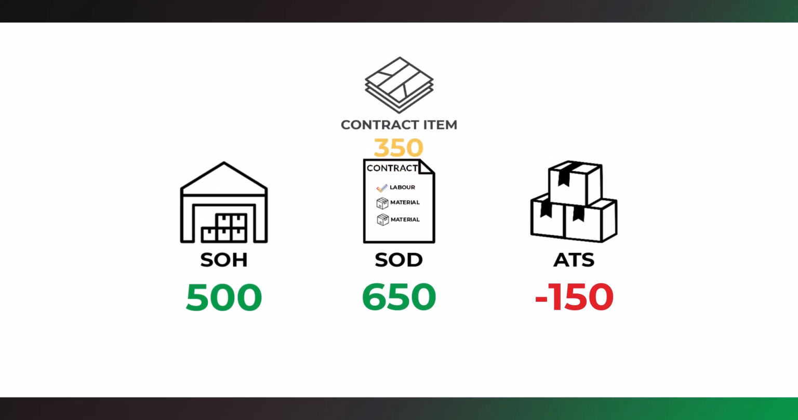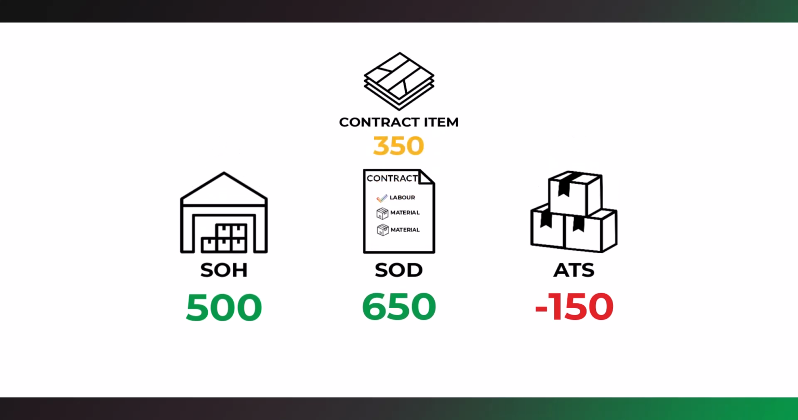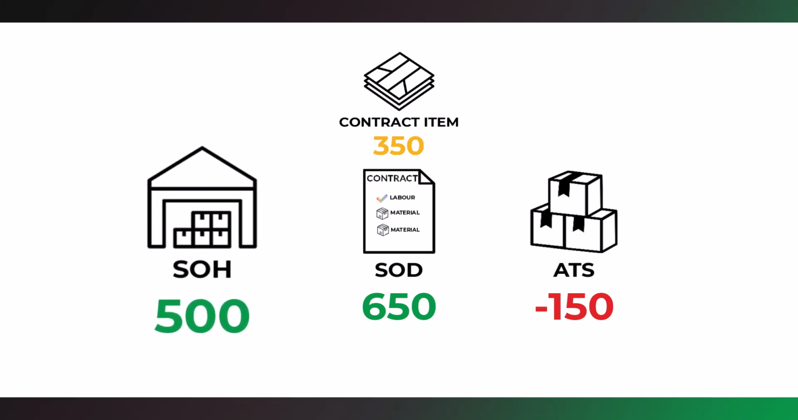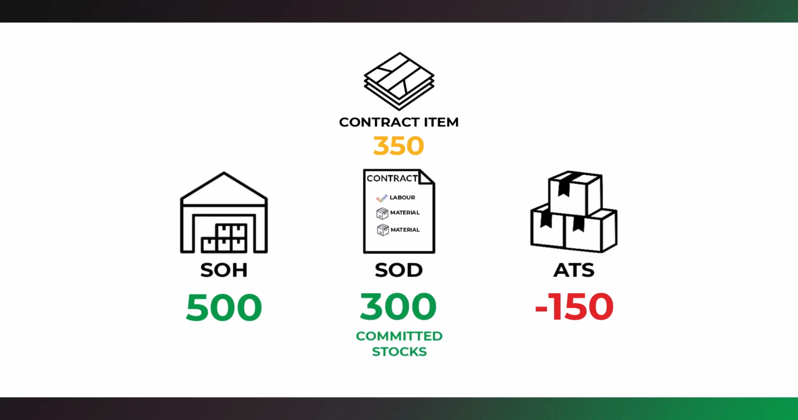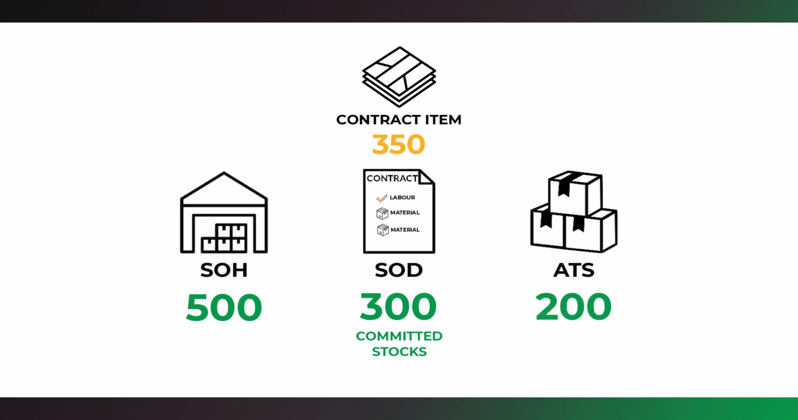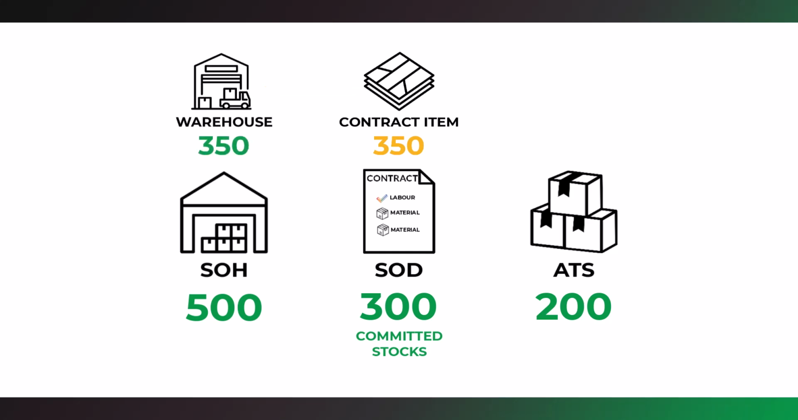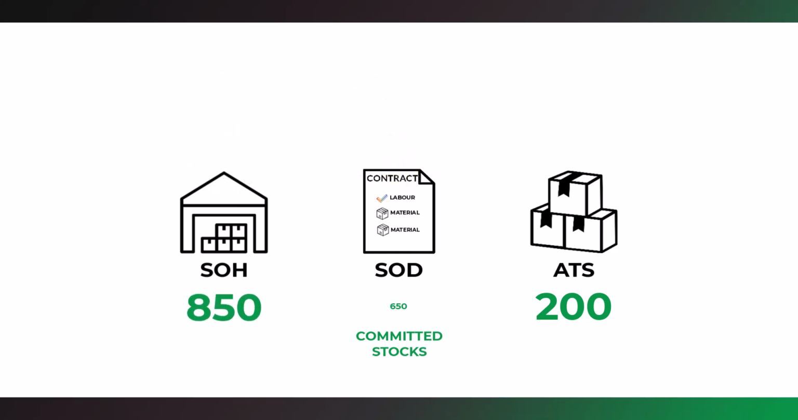However, if the contract item is not required until the next couple of months, you have plenty of time to order new stock from suppliers. Let's look at the scenario again. You still have 500 items as stock on hand and stock on demand of 650. However, only 300 items have been allocated. This means your available to sell is 200. You have 350 contract items waiting to be allocated to your stock on hand. This means you can forecast supplier purchases and manage when stock will be received and when contract items need to be fulfilled.